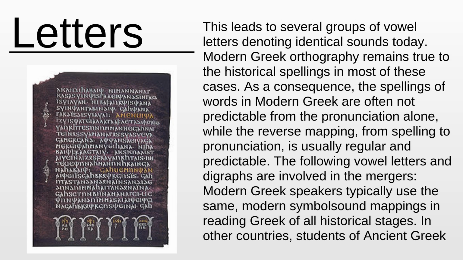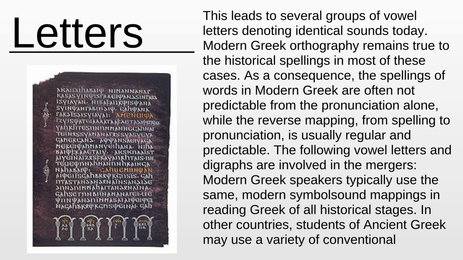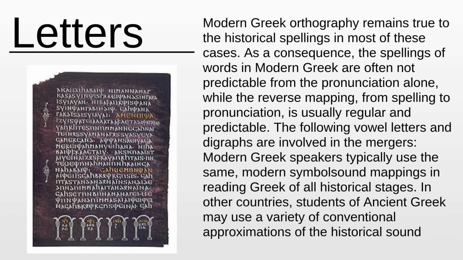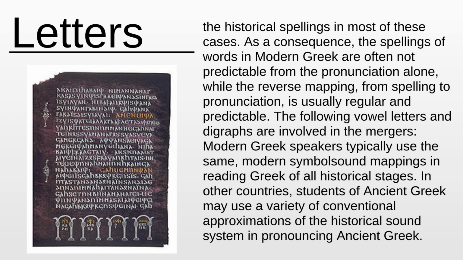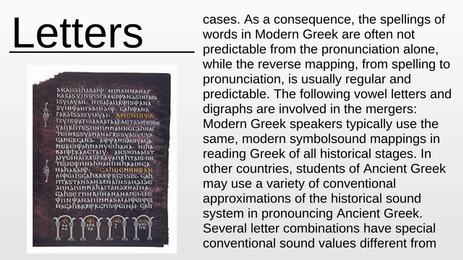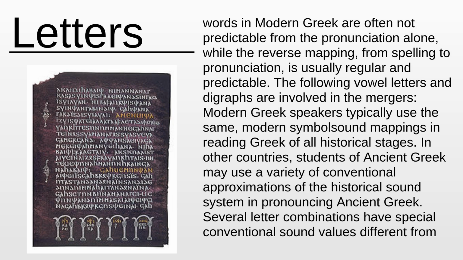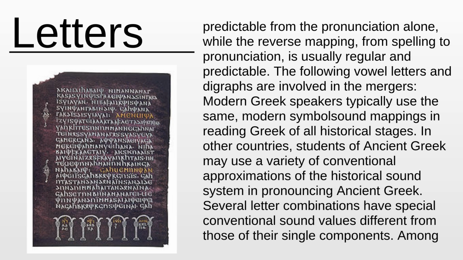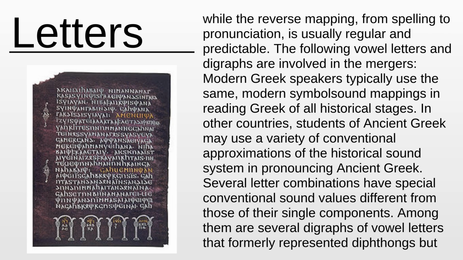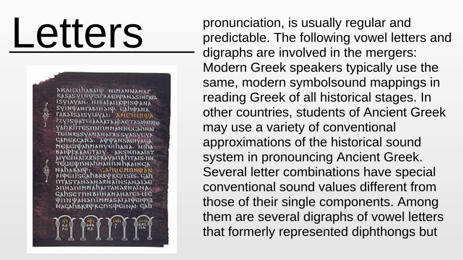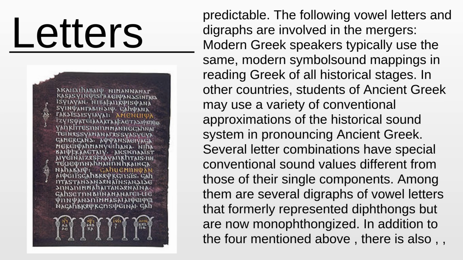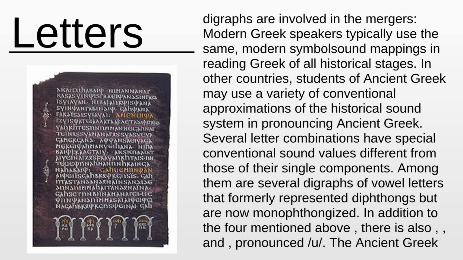Modern Greek orthography remains true to the historical spellings in most of these cases. As a consequence, the spellings of words in modern Greek are often not predictable from the pronunciation alone, while the reverse mapping, from spelling to pronunciation, is usually regular and predictable. The following vowel letters and digraphs are involved in the mergers. Modern Greek speakers typically use the same modern symbol-sound mappings in reading Greek of all historical stages.